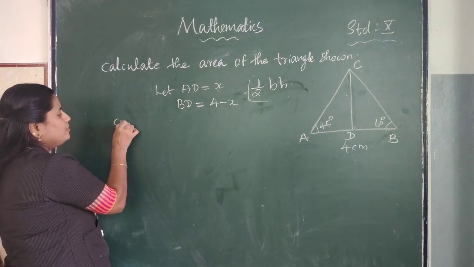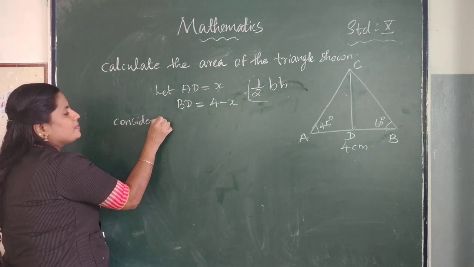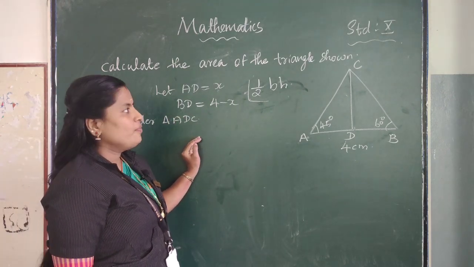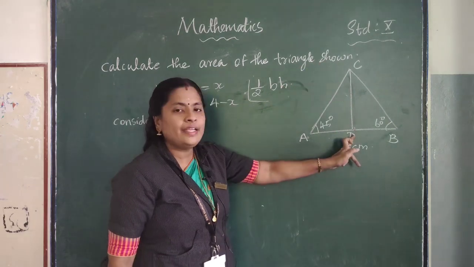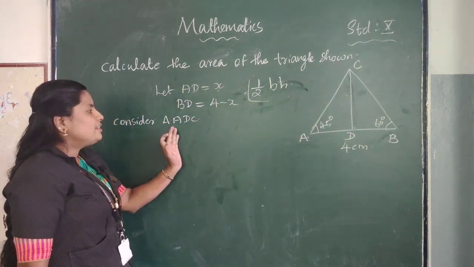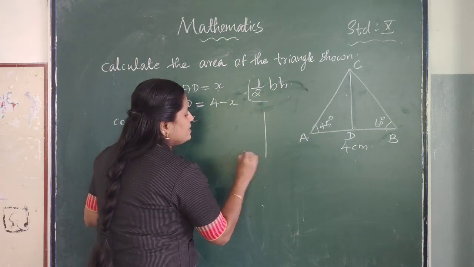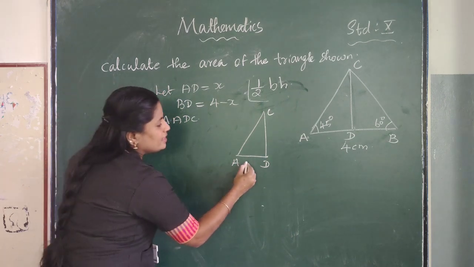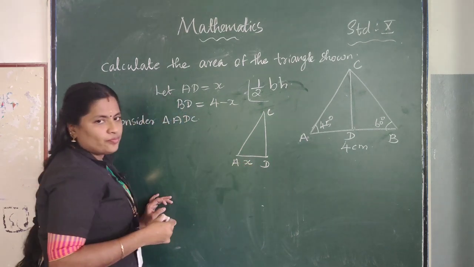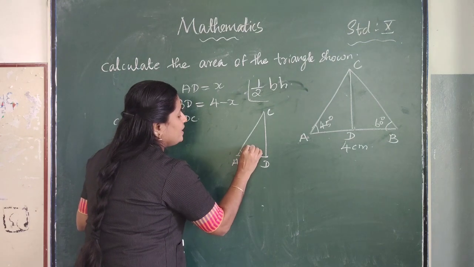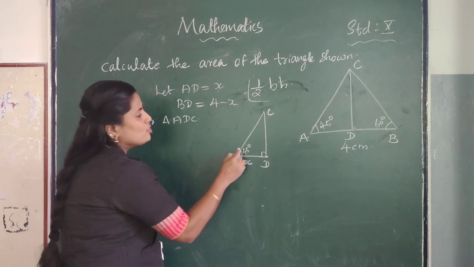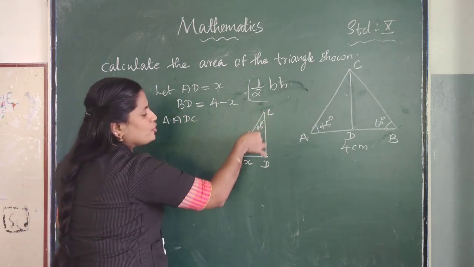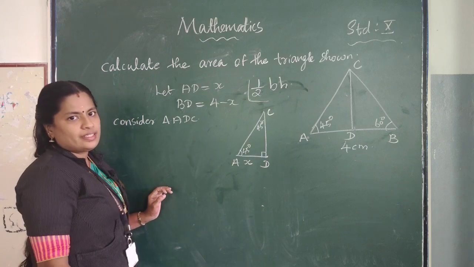Consider triangle ADC. We have to find the height CD. In triangle ADC, this angle is 45 degree and this is 90 degree, so the other angle will be 45 degree. Then the opposite of 45 degree is x centimeter.